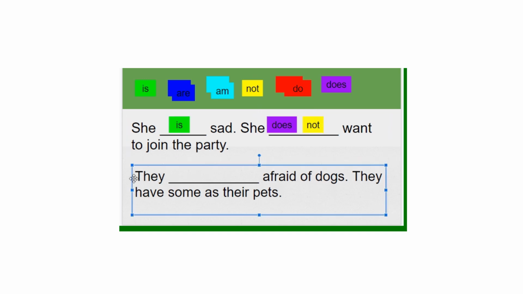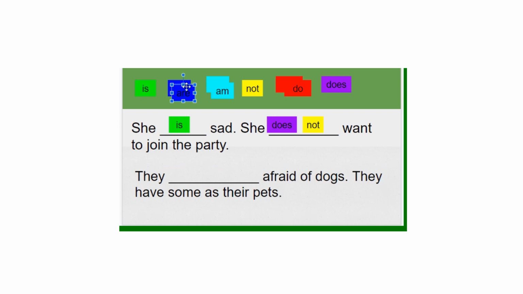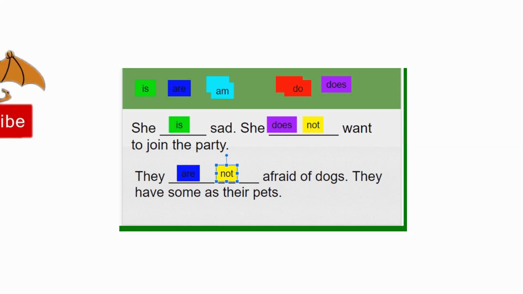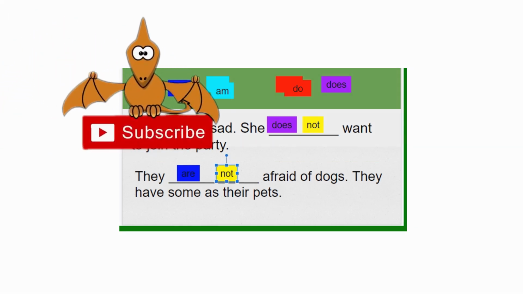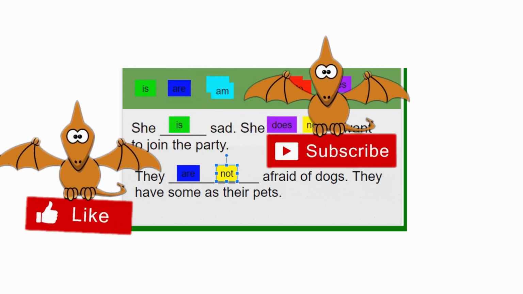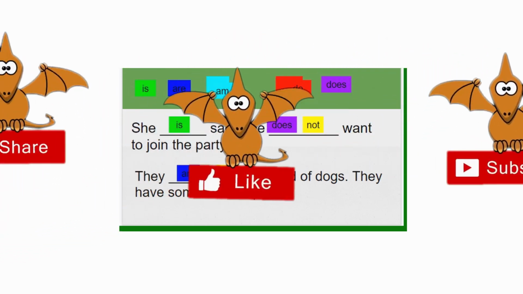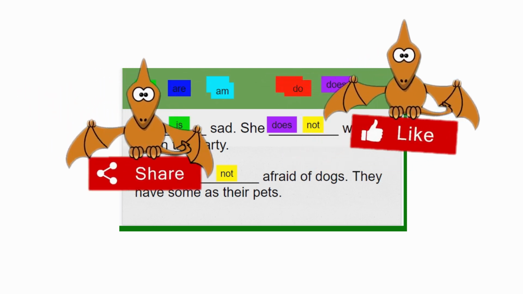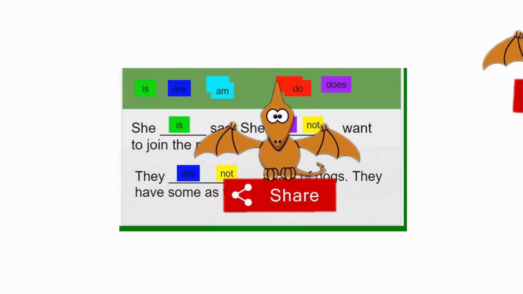Next, they blank afraid of dogs. They have some as their pets. Yes, they are not. Yay, well done. Okay, so we have finished our practice today. Hopefully you learned something and it helps you to make your sentences better.